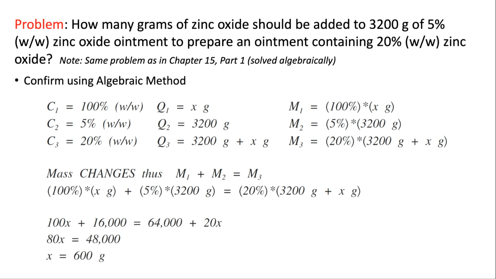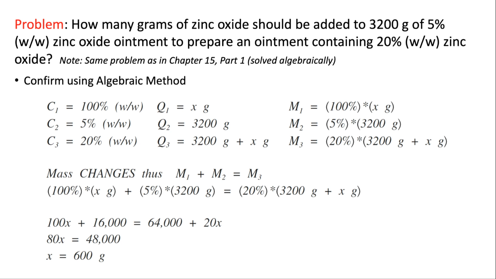Let's drop the units to solve the algebra here. And this is a little more complicated algebra than some of the other ones, so it's always a good idea. Let's drop the units for now. So 100 times X is 100X plus 5 times 3,200 gives you 16,000. Set that equal to, now we have to multiply the 20% times both parts here, so 20 times 3,200 is 64,000, and 20 times X equals 20X. So on the right-hand side, we get 64,000 plus 20X.